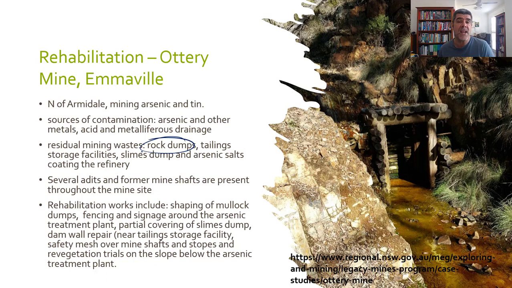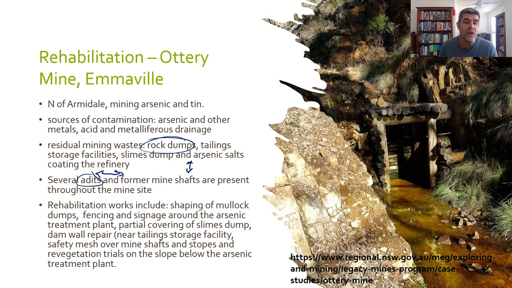In addition, being an underground mine, we had several adits. Adits are the horizontal ones, and shafts are the vertical ones. Both adits and shafts are present throughout the mining site, and of course these are potential accidents waiting to happen, holes in the ground that you can literally fall into, but so can some of the animals that live in the area as well. So even just being able to seal these up is one important area of rehabilitation that has to occur in order to counter some of those potential problems.